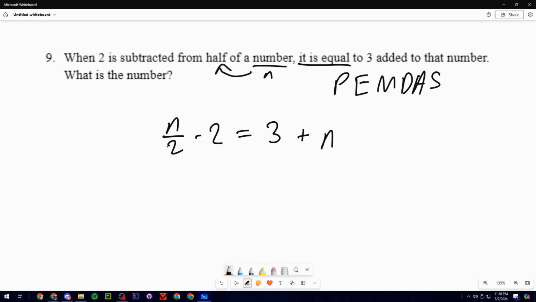So I'm just going to multiply everything by 2 because there's a 2 in this denominator. So we have n minus 4 is equal to 6 plus 2n. Subtracting the n over here to this side, we just have n. And then it's negative 4 minus that 6. So negative 10 is just equal to n.